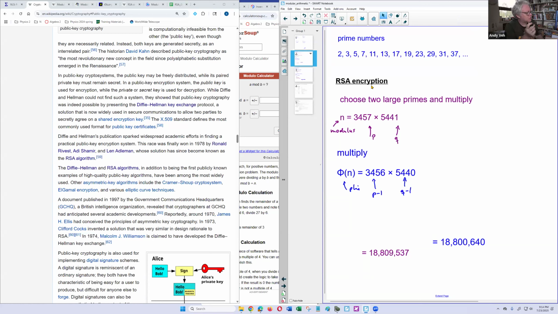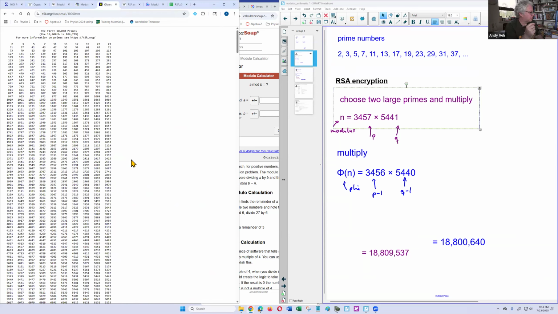So the RSA encryption works with prime numbers, and the larger the prime numbers are, the better. So I chose 2 large prime numbers here. I'm going to show you where I got them from. So this one here is a table of the first 10,000 primes, and I was actually looking the primes up to number 10,000, and that gave me the first 10,000 primes.